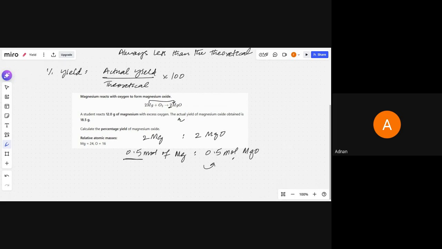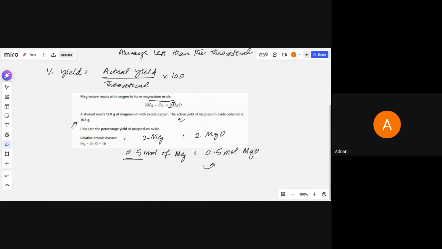Now that we have our theoretical yield, we can convert into moles the actual yield that we are getting. I think we have to keep it like that, since it's a percentage yield, it doesn't matter if we use grams or moles. So let's see, for 18.5.